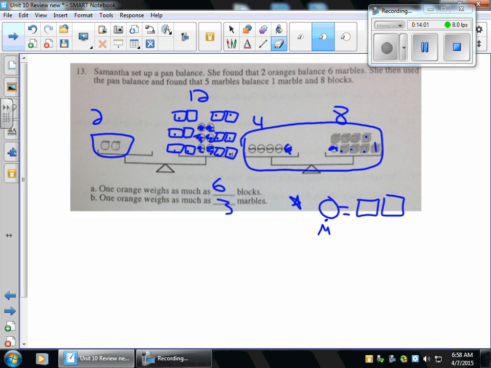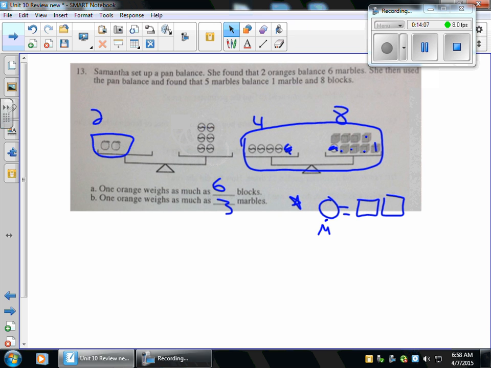Now, I could have done this a little faster. I know some of you did it really quickly with mental math. If I know 1 marble weighs the same as 2 blocks and I have 6 marbles, I could just take 6 times 2 and it will give me 12 blocks right away. And 12 divided by 2 would give me 6 as well.